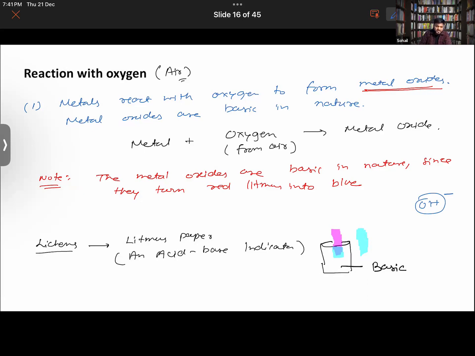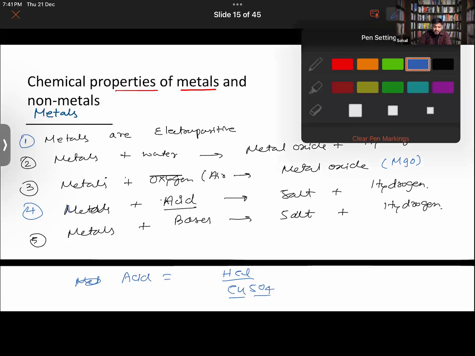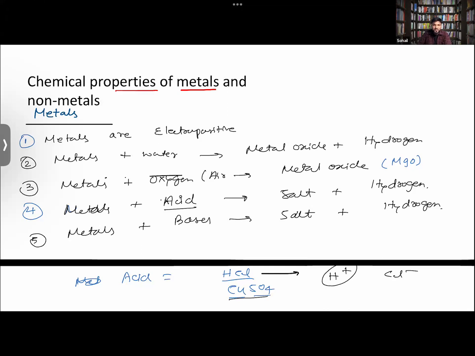Remember, I told you this in the previous class. Give one example of an acid. Say hydrochloric acid. Copper sulfate we can also take, copper sulfate and hydrochloric acid. Take the example of hydrochloric acid. This will ionize into H plus and Cl minus. And copper sulfate is also having some amount of water in it.